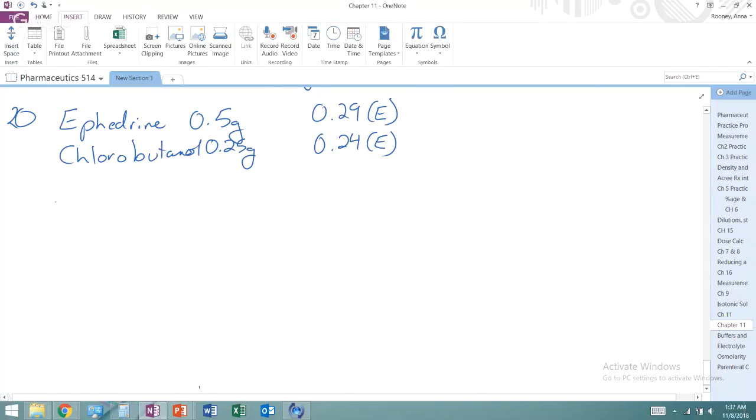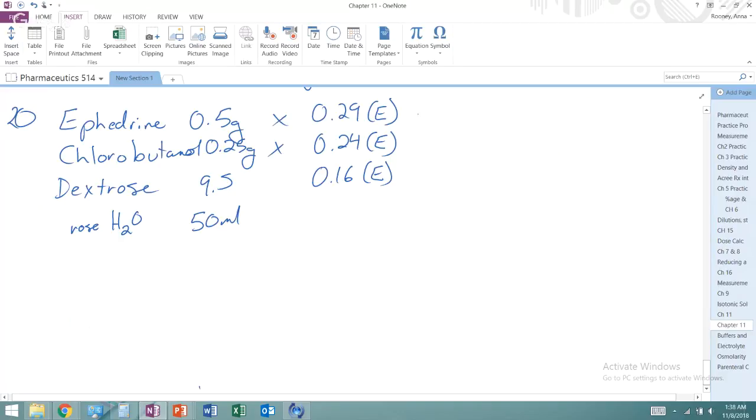And then dextrose, and its E value is 0.16. And then that is a QS. And our rose water is 50 mLs. All right, so we're just going to multiply these two up here.